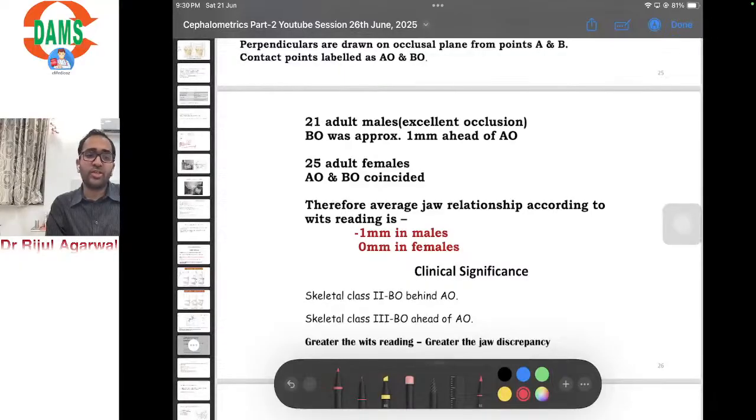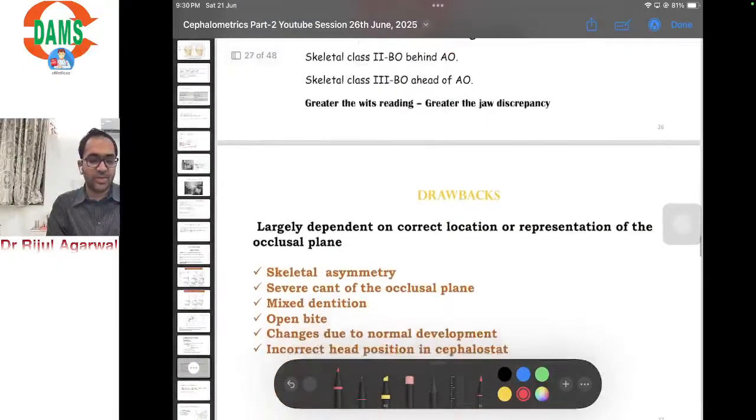So the average reading is -1 in males, 0 in females. If BO is too much behind AO, that is, the lower jaw is too much behind, it's a skeletal class 2. If it's too much ahead, it's class 3. I hope this is clear.